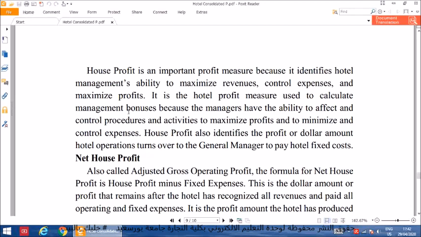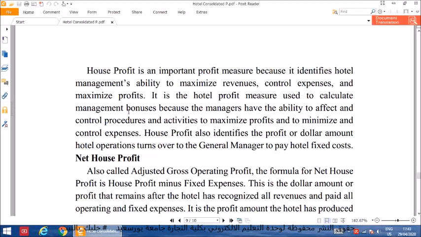So, house profit is an important profit measure. Why? Because it identifies hotel management's ability to maximize revenue, control expenses, and maximize profit. It's the hotel profit measure used to calculate management bonuses because the management have the ability to affect and control procedures and activities to maximize profits and to minimize the control expense.